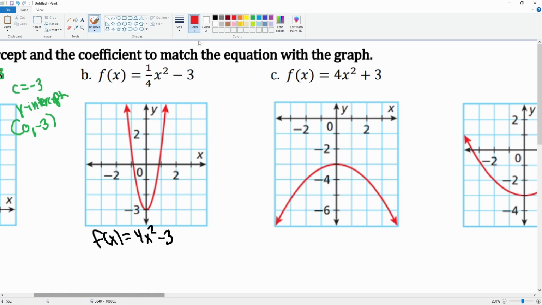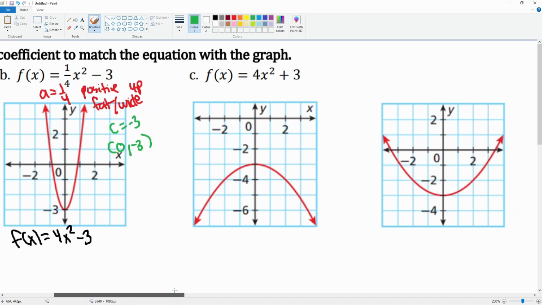Next, here we see that the a is 1/4. So this is positive, so it's going to open upwards. And it's 1/4, so it's going to be very fat or wide. The c is -3, so the y-intercept is (0, -3). And that seems to be that last one here. f(x) = 1/4 x² - 3.